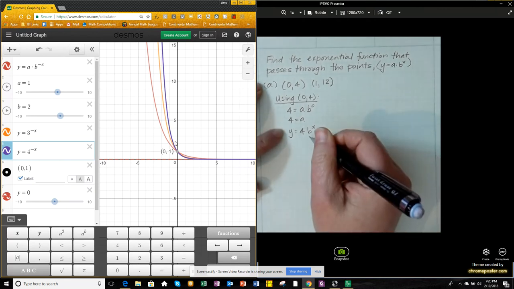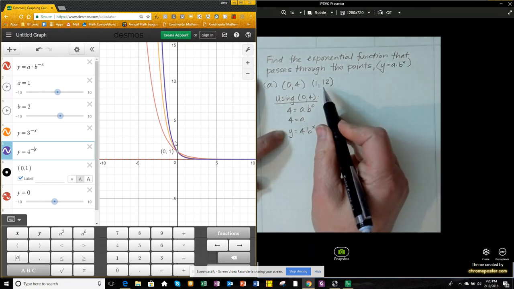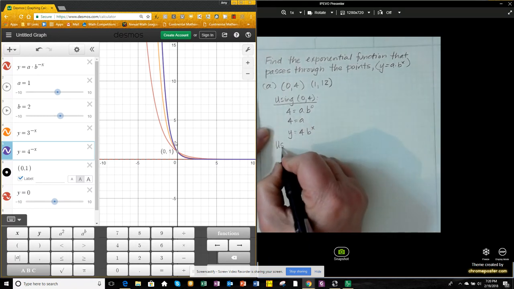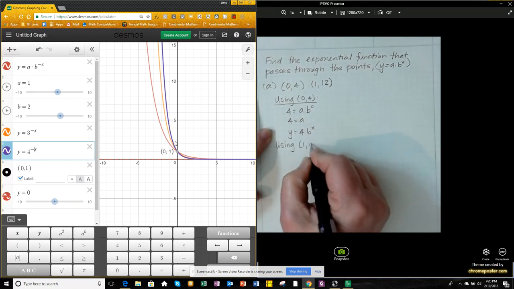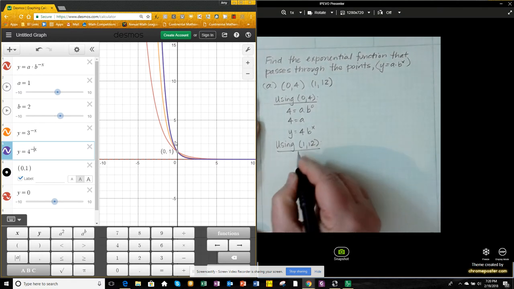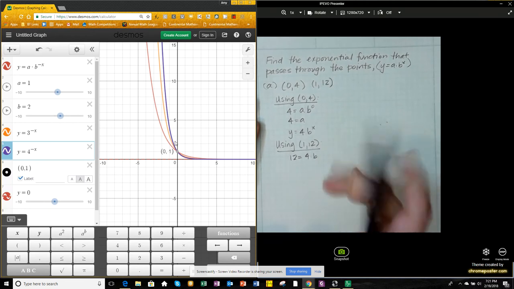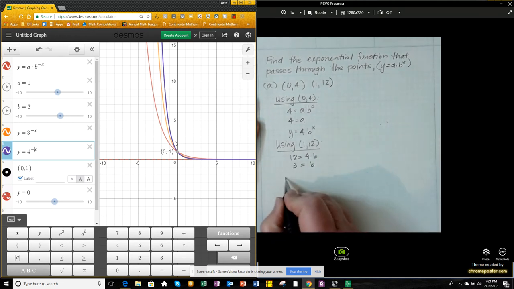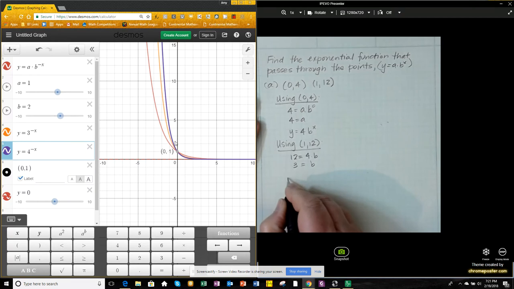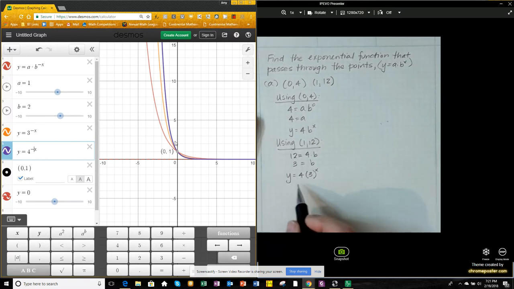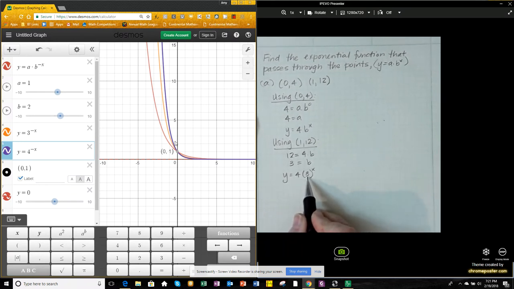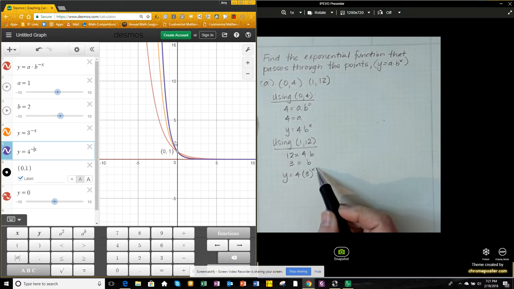Well, that's a good start, but I still have to find b, and I can do that by using this point here. So now we're going to use the point (1, 12), and we can say then that 12 equals 4 times b to the first, which is just 4b. And so b is going to equal 3, and my function's going to be y equals 4 times 3 to the x. Now, we can't multiply these together because PEMDAS states that we have to raise the 3 to the x first. And they're not the same base, so we're stuck with that.